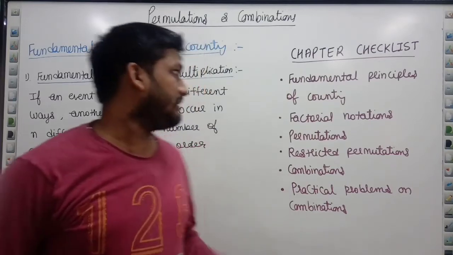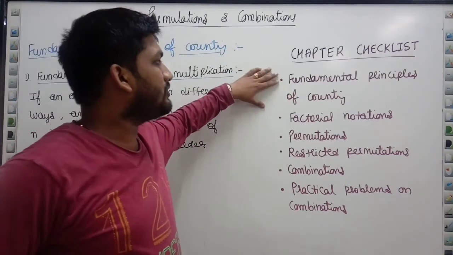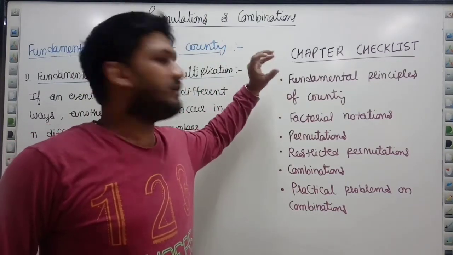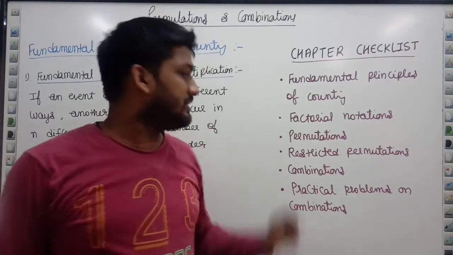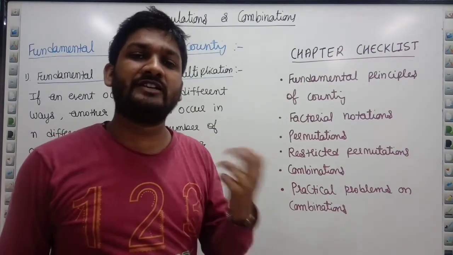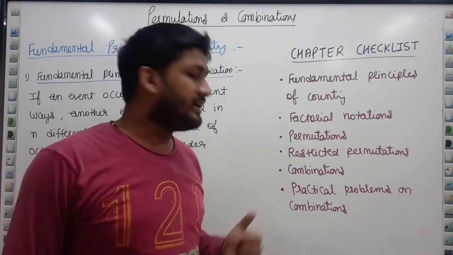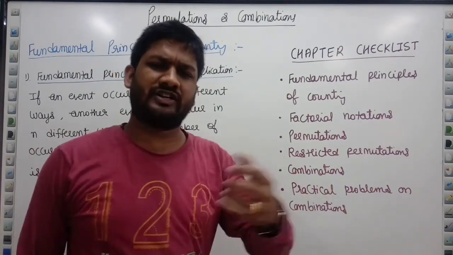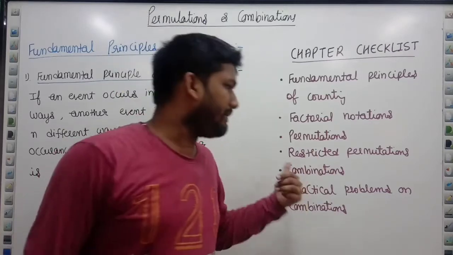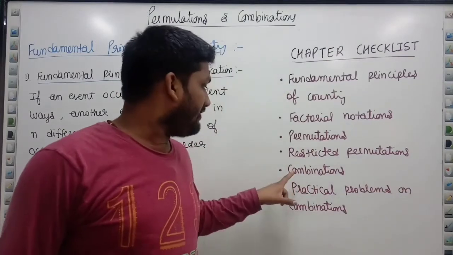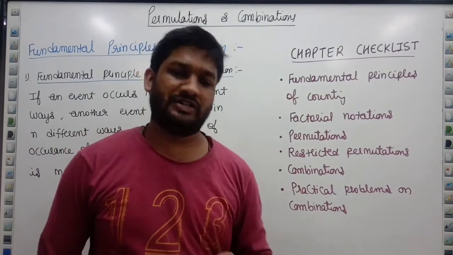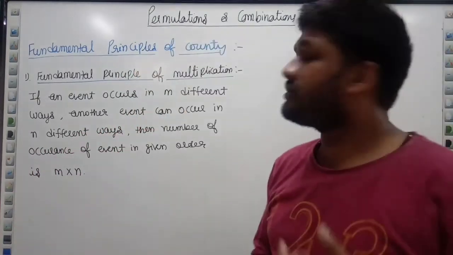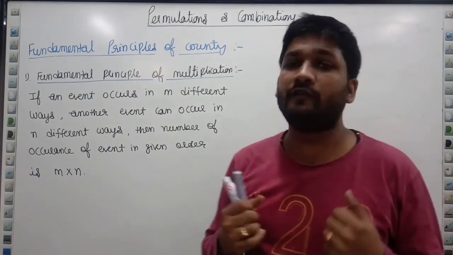The first thing we will discuss is the fundamental principle of counting. Second, factorial notations. Third, permutations, arrangements. Fourth, restricted permutations, where there will be some conditions and according to them we will do permutations. Then we have combinations, and at the end practical problems on combinations. Okay, so now the first topic is the fundamental principle of counting.